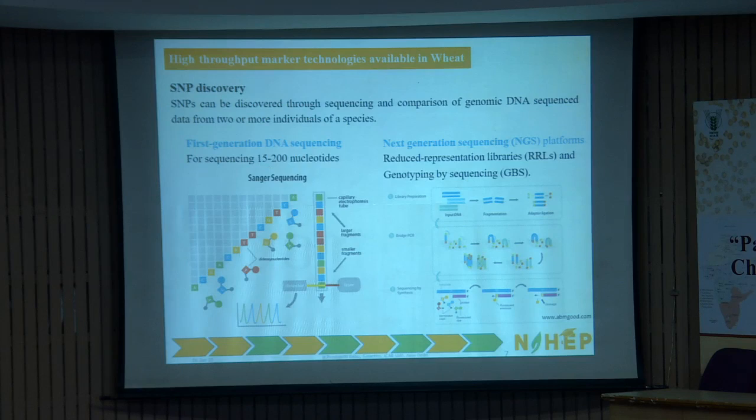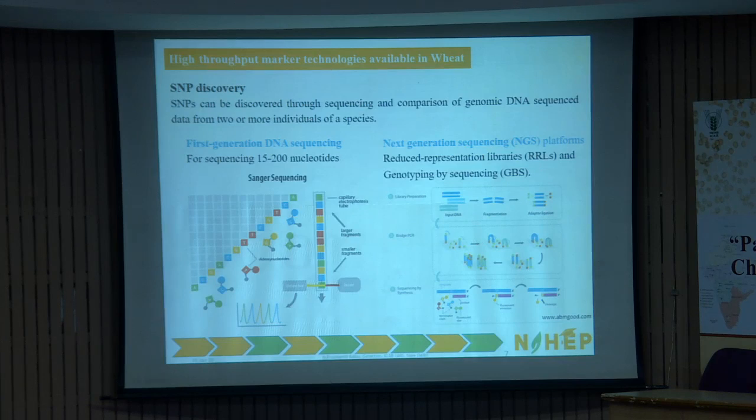Earlier, what we used to do is use first generation sequencing, that was Sanger. And in one experiment, you can sequence or type a segment of 15 to 200 nucleotides. But next generation sequencing has enormously changed the way we go for genotyping, or sequence the larger genomes, the complex genomes like wheat.